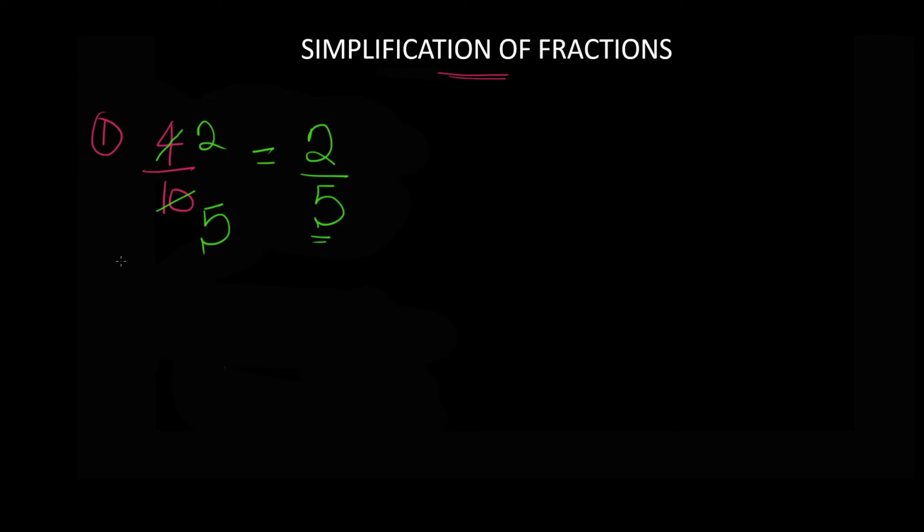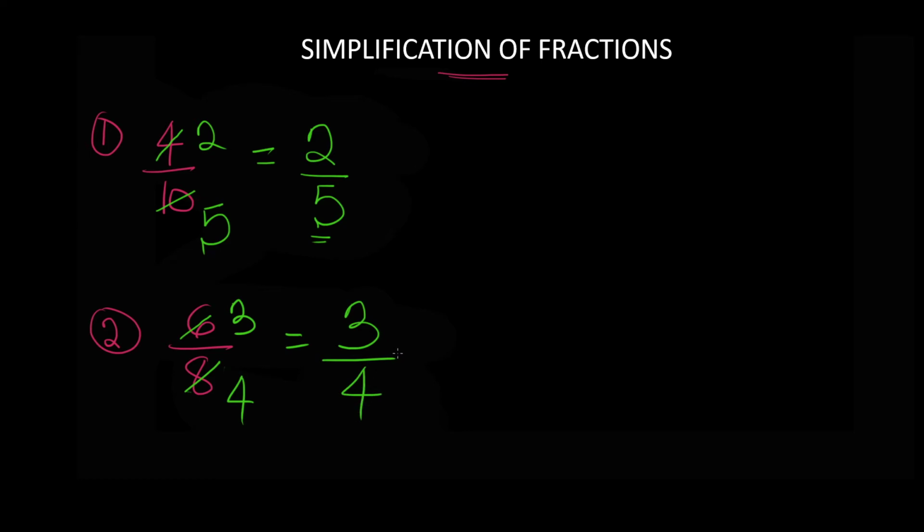Let's look at another example. 6/8. 2 can also go right here in both 6 and 8. So I would say 2 in 6 is 3. 2 in 8 is 4. So now we have 3/4. If you look at this right here, nothing can simplify 3/4 down anymore except if you divide by 1, right? So that means your final answer is 3/4.